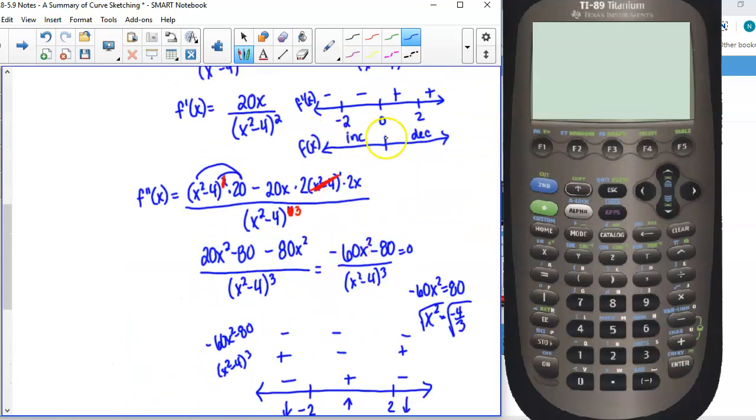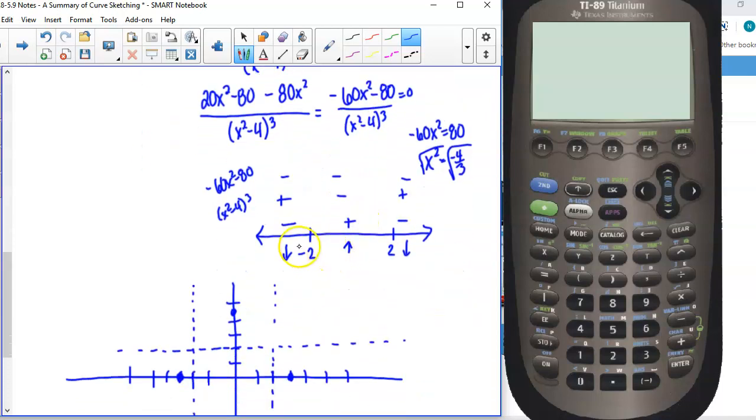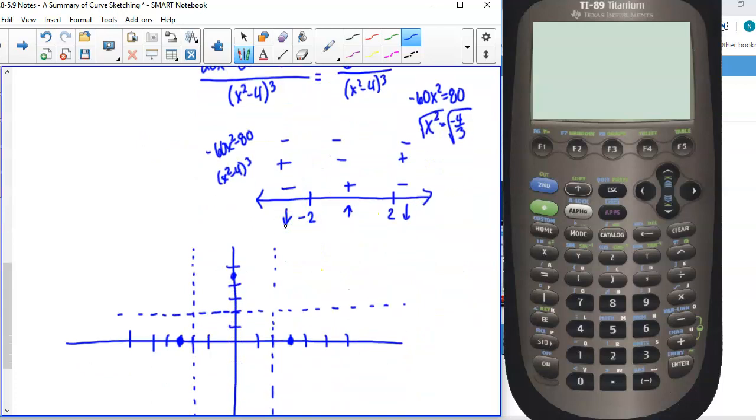Our graph is increasing up to 0 and then decreasing. There. Oh, you're right. I did that backwards, didn't I? Let's switch that. This is decreasing and increasing. So decreasing up to 0 and then increasing after that. We're concave down up to negative 2, concave up here, and then concave down.